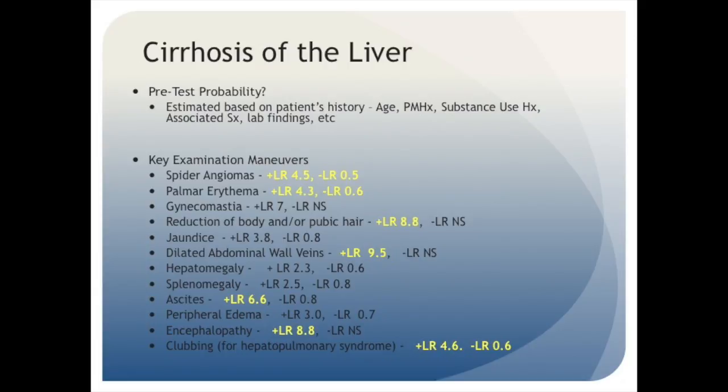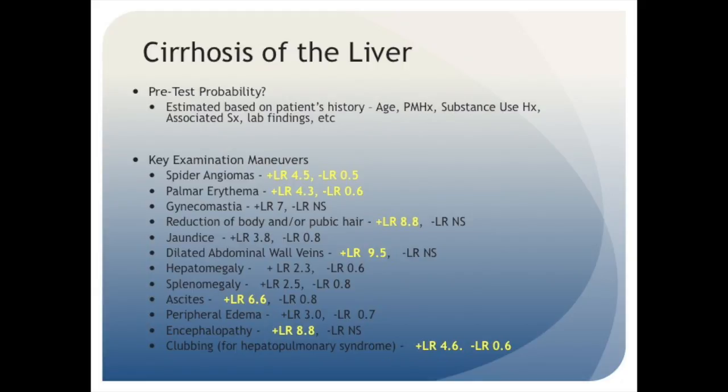So when we're assessing a patient that we suspect may have cirrhosis, we start by estimating our pretest probability, which is our best guess as to whether or not we think the patient has cirrhosis, and how sure we are of that guess, expressed as a percentage. And this is based on aspects of the patient's history, such as their age, their past medical history, their substance use history, etc. From here, we select evidence-based physical exam maneuvers that will help to modify our original guess.